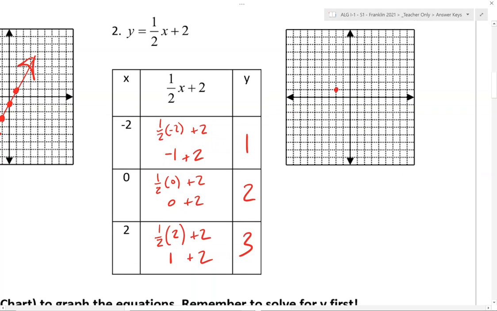-2, 1, 0, 2, and 2, 3, which do make a straight line.